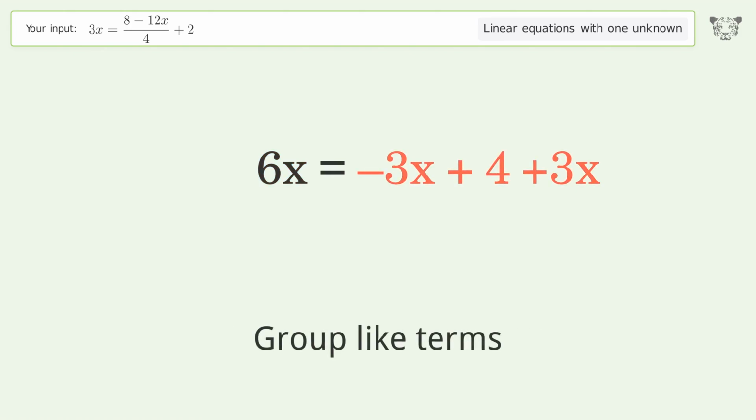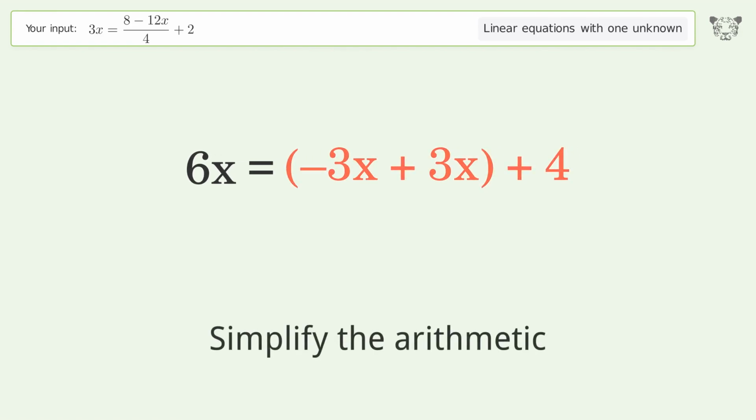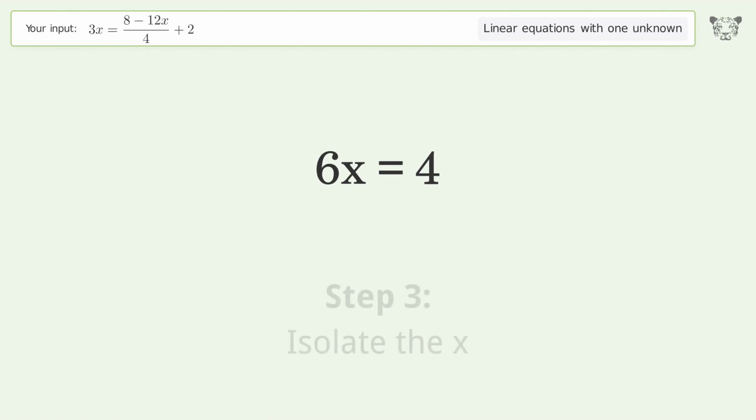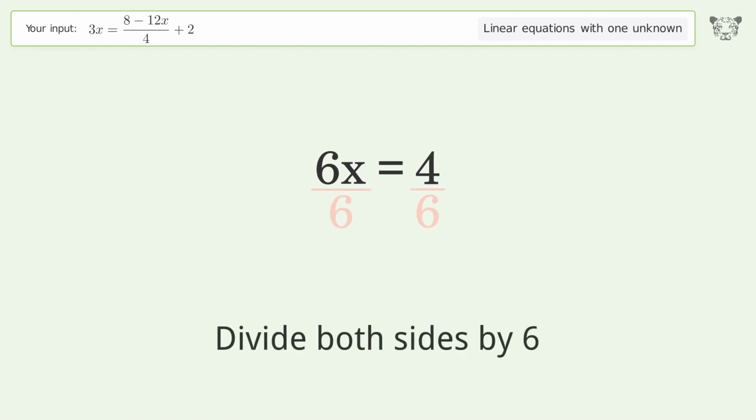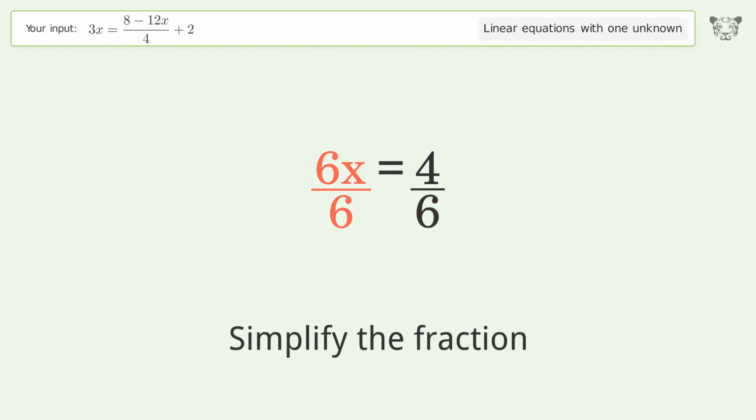Group like terms. Simplify the arithmetic. Isolate the x. Divide both sides by 6. Simplify the fraction.